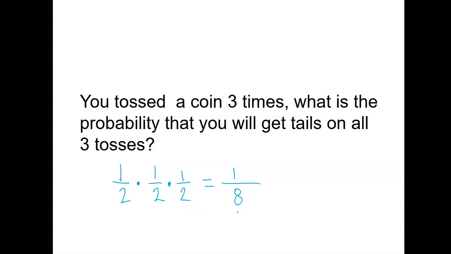And then I want to change that to a percentage by changing it first to a decimal, which would be 0.125. And then we can change that to a percentage by multiplying it by 100. So 12.5% chance of getting 3 tails in a row.